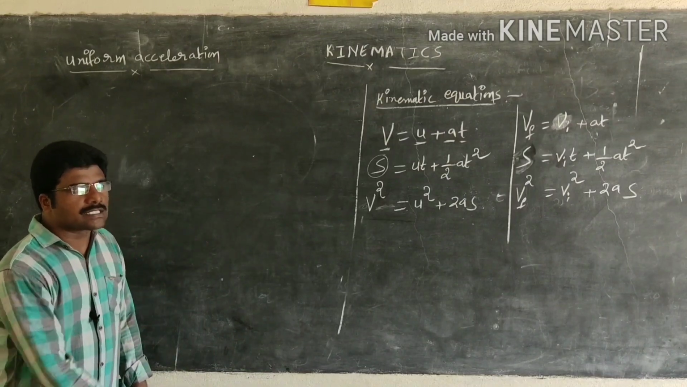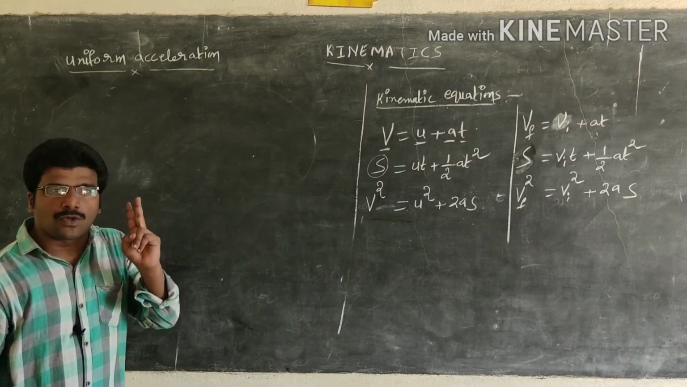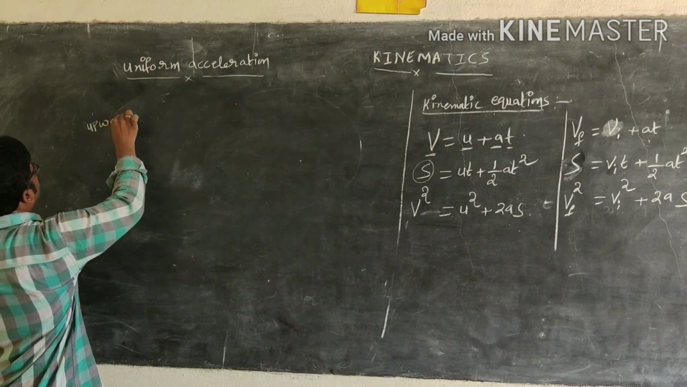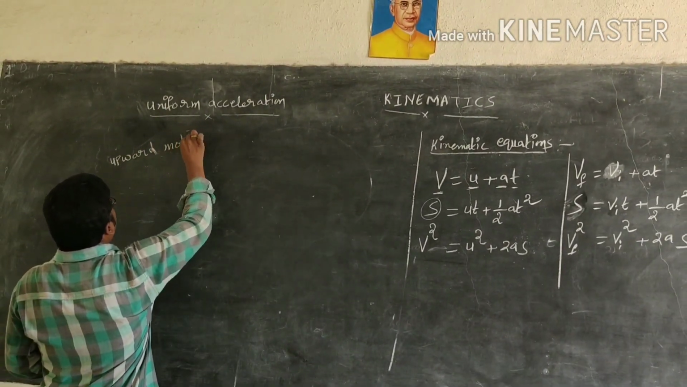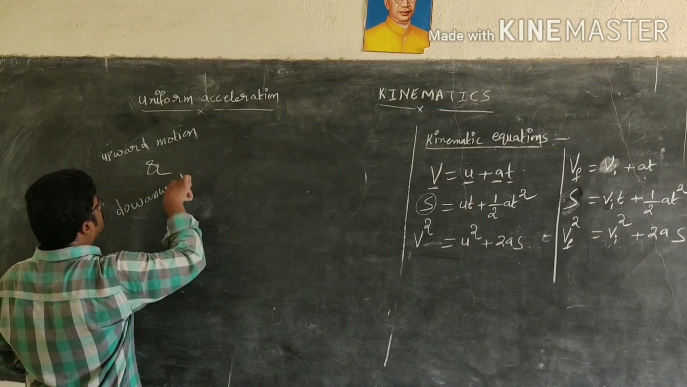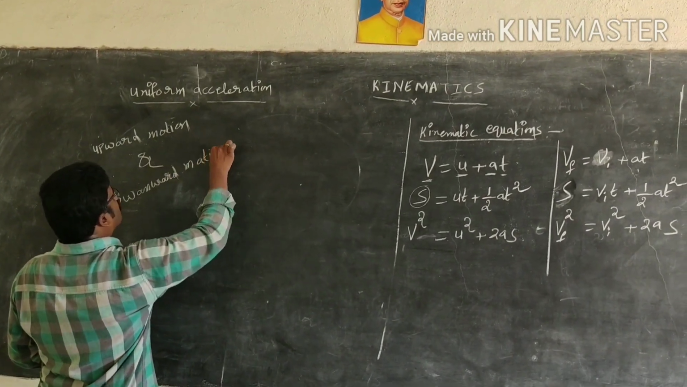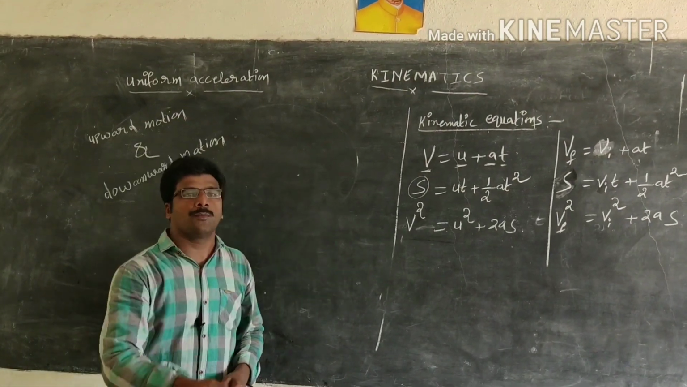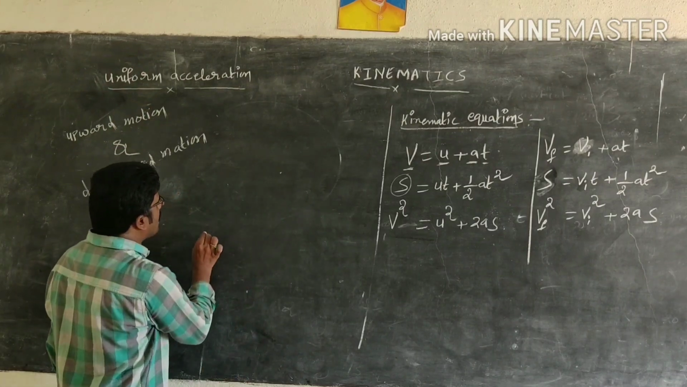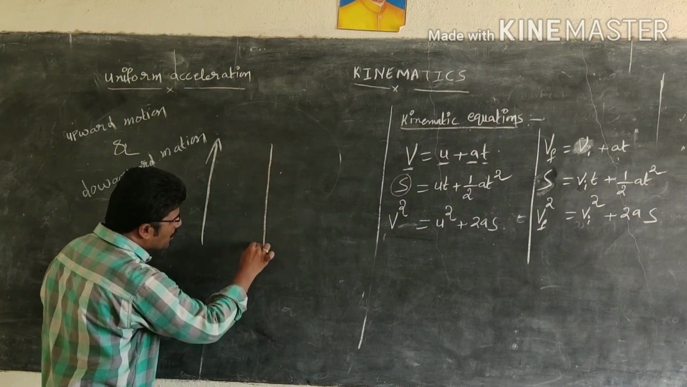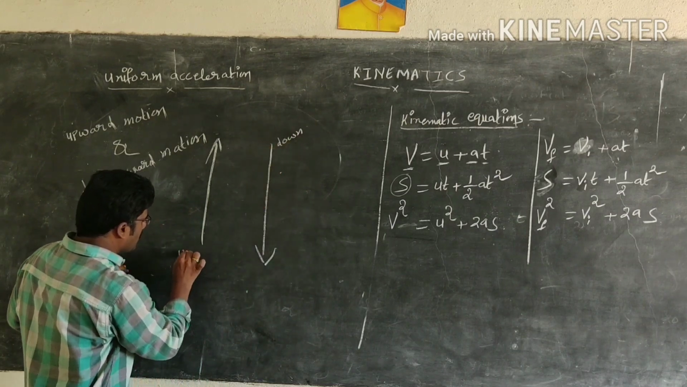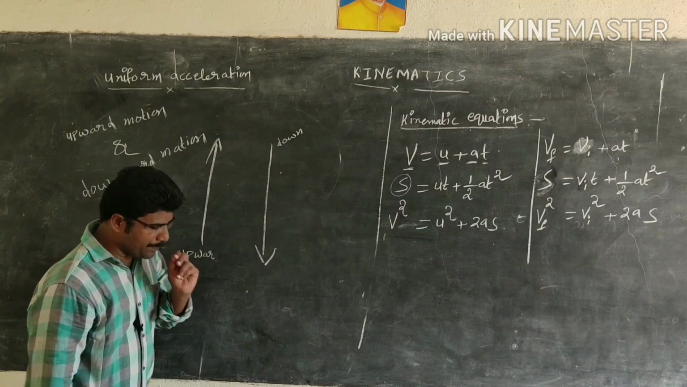Here, when a body is thrown upwards, there will be two types of motion for the body, that is upward motion and downward motion. For example, if you throw a body, the body moves like this and reaches some height. Once again, it comes back. So this is upward motion and this is downward motion. For downward motion and upward motion, we want to consider some parameters.